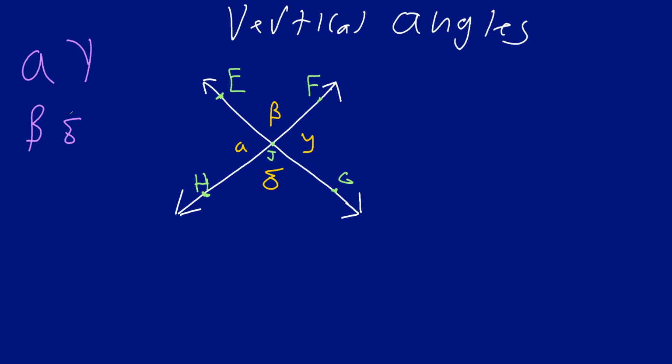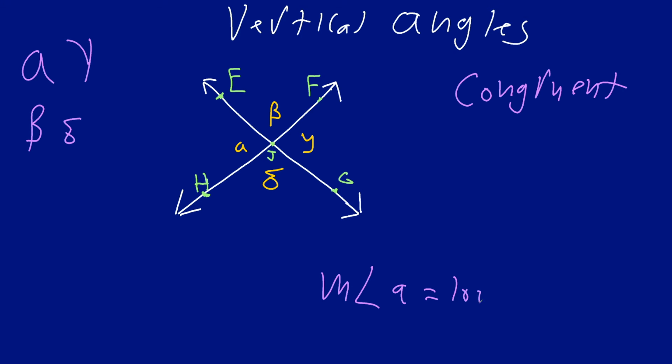Now, the important thing to speak of is this. They have another unique trait: they also have the same measurement, and they're congruent. So these angles are congruent. To make this as concrete as possible, if the measure of angle alpha is 100, that means the measure of angle gamma is also going to be 100, because they are vertical angles. They are opposite of each other, and they share a common endpoint, a common origin.